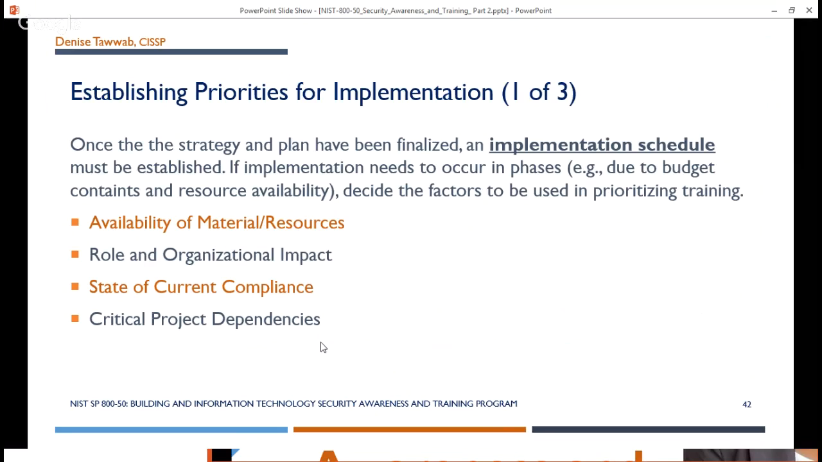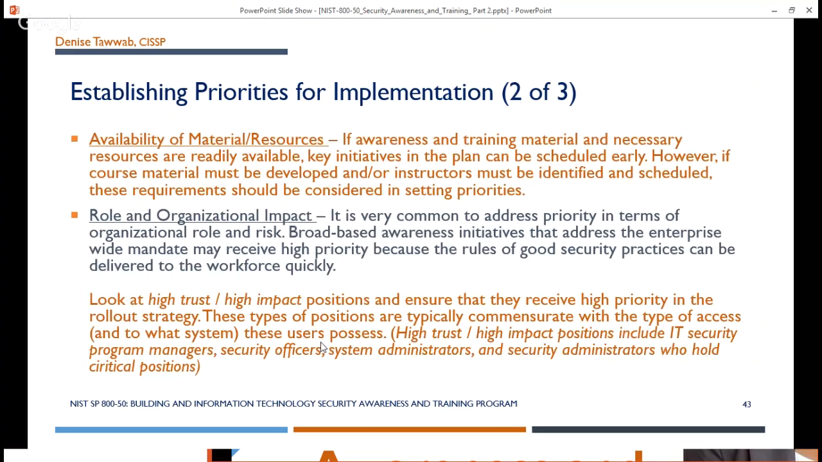What material and resources do we have? What's the organizational impact of training different roles? What's the state of our current compliance? If you're completely out of compliance in some area, then you want to fix that to the extent that training can. And of course, if you have critical project dependencies coming up and you've got people who need some specific training on some specific technology, then you want to prioritize that. That's what I just covered.